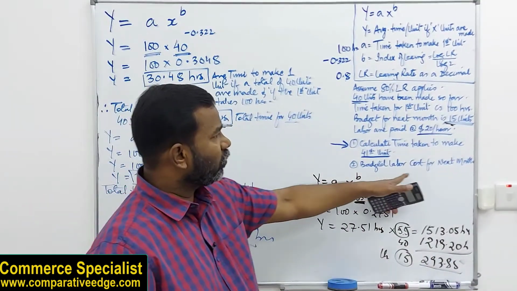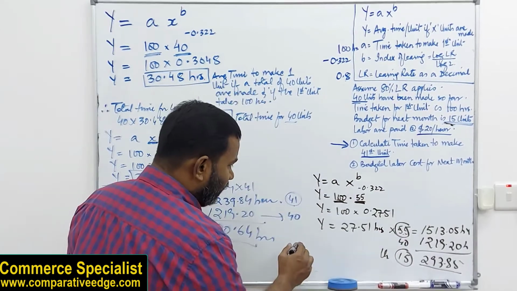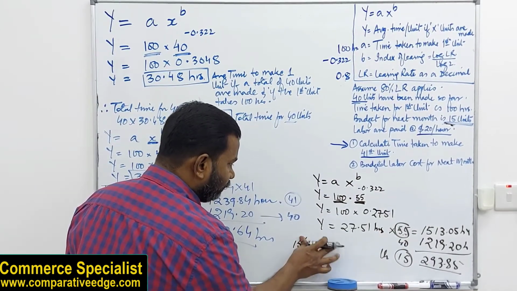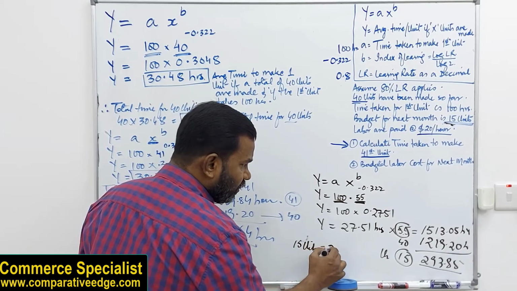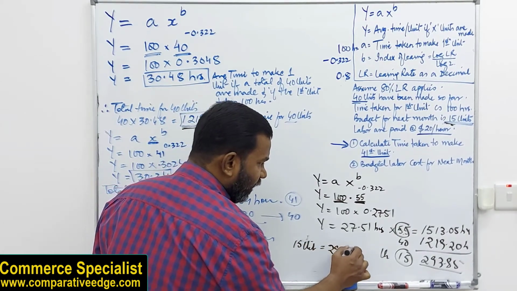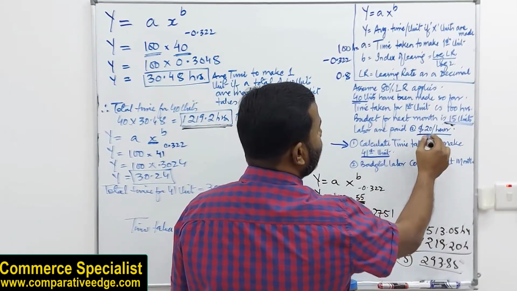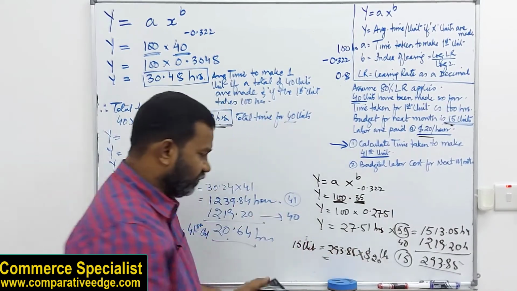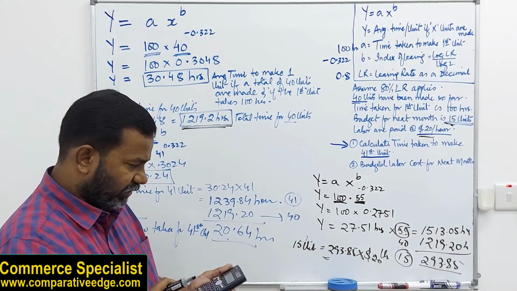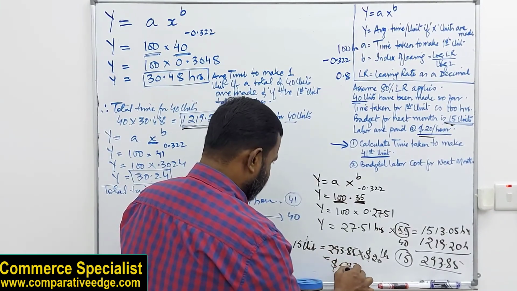So next month we are making 15 units, and the total labor hours required for 15 units is 293.85. Just multiply it by the labor cost. If it is given to us as $20, you just multiply it by $20. That will give you the budgeted labor cost for the next month, which is 5,877.